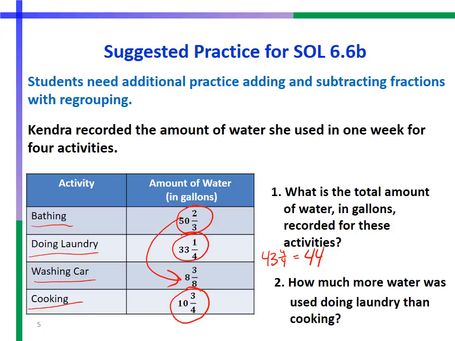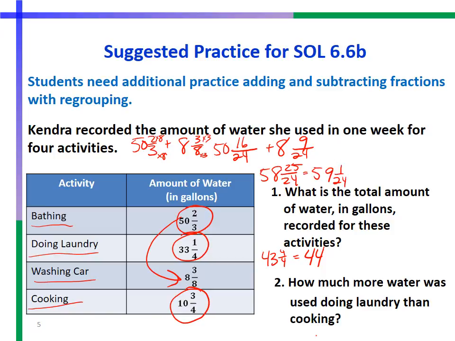50 2/3 plus 8 3/8. So I'm going to change the common denominator to 24 here. I'm going to multiply the top and bottom by 8 for 2/3 to get 50 16/24ths plus 8 and 9/24ths. I multiply the top and bottom by 3 for that one. And then I'm left with 58 and 25/24ths. And when I simplify that, I have 59 and 1/24.